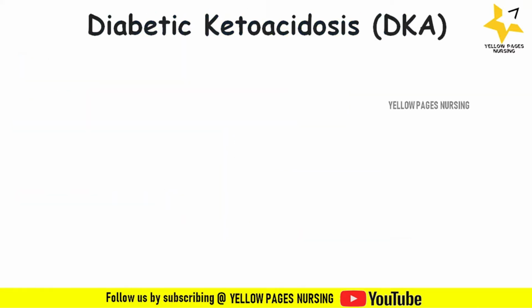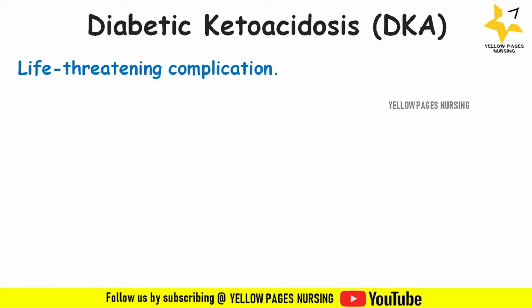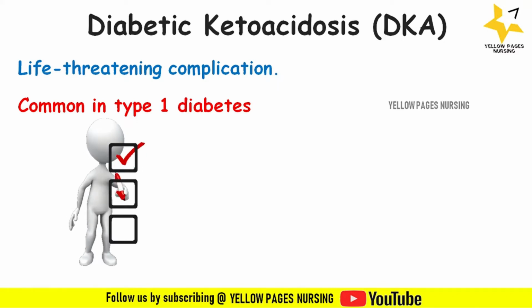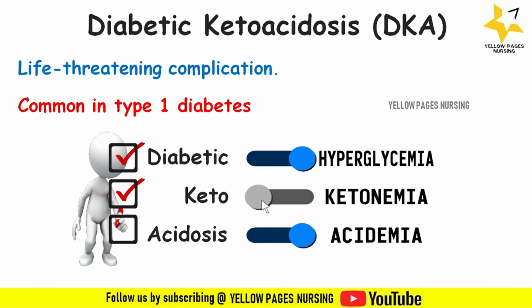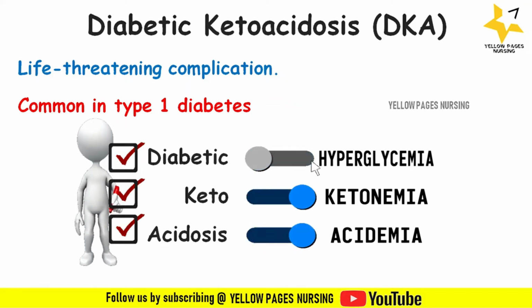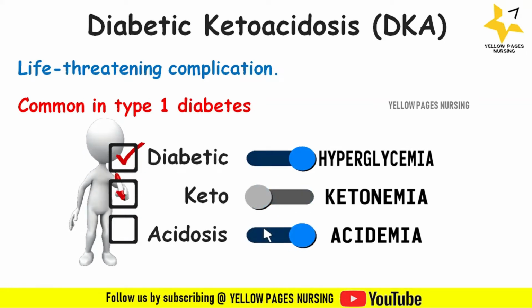Now, diabetic ketoacidosis. Diabetic ketoacidosis is a serious life-threatening complication of diabetes. It is most common among people with type 1 diabetes. People with type 2 diabetes can also develop DKA. The main reason why diabetic ketoacidosis develops is when the body doesn't have enough insulin to allow blood sugar into cells for use as energy. DKA is characterized by hyperglycemia, ketonemia, and acidemia. And this results from disorders in the metabolism of carbohydrate, protein, and fat.